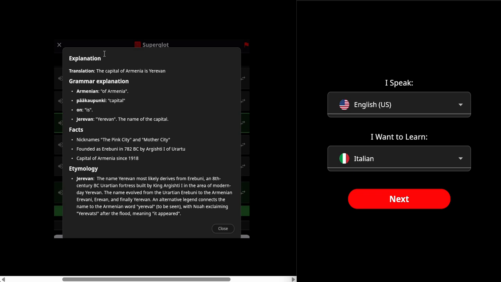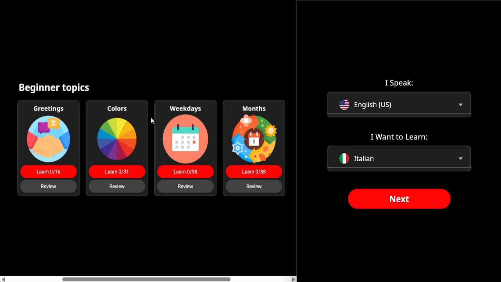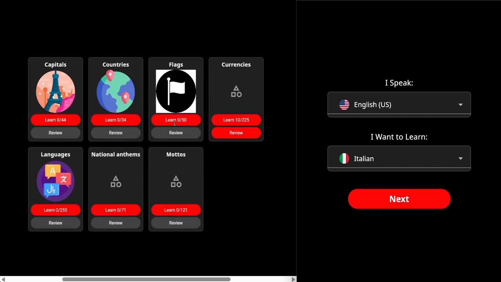We have explanations. So here's the explanation pop-up window where you get grammar explanations word by word going through the question and answer. And in addition, optionally, sometimes we have facts like cultural or historical facts about the question and even etymologies of the words. There will be more than 80 topics, going through all the basics like greetings, colors, weekdays, months, and many more to more specialized and advanced topics like capitals, countries, flags, currencies.